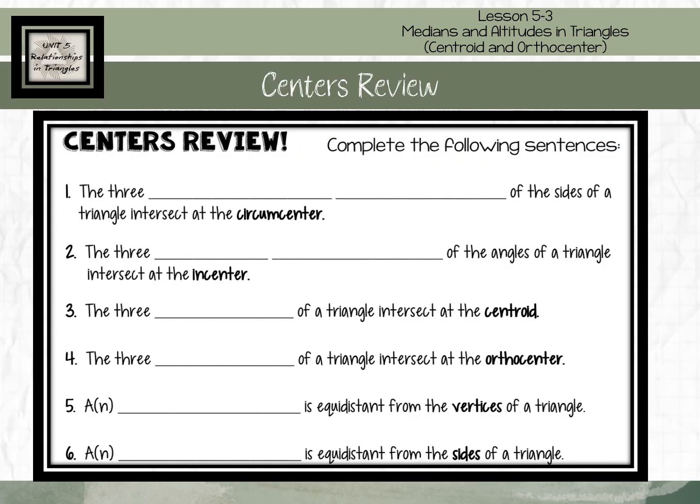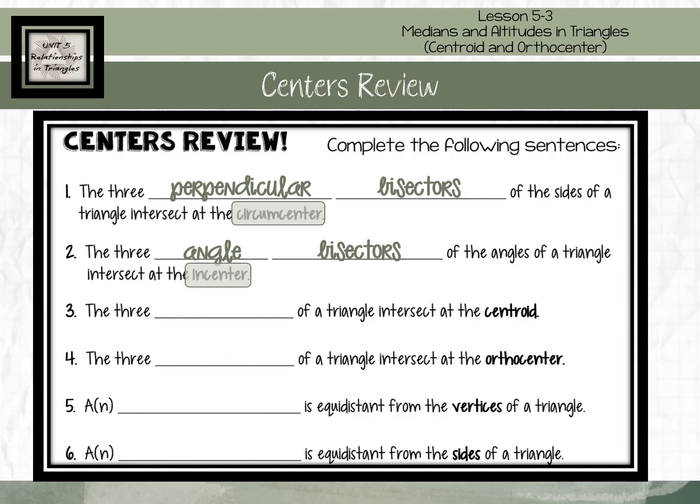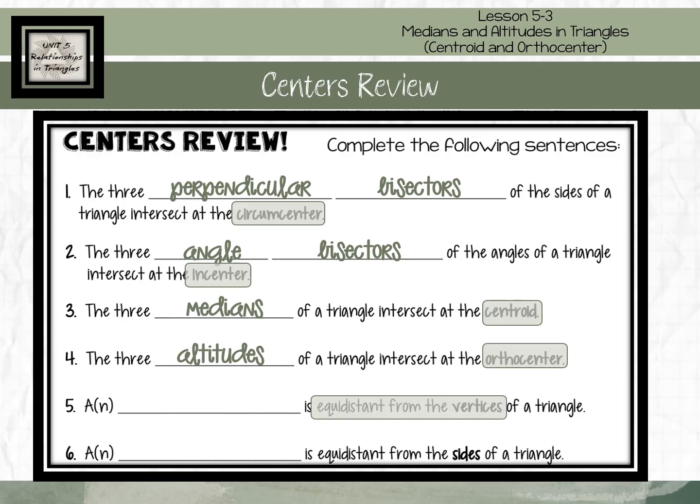The 3 somethings of the sides of a triangle intersect at the circumcenter. That's going to be perpendicular bisectors. The 3 somethings of the angles of a triangle intersect at the incenter. That's angle bisectors. The 3 somethings meet at the centroid, so that would be the medians. The 3 what meets at the orthocenter, that's going to be altitude. A blank is equidistant from the vertices of the triangle, that's circumcenter, and equidistant from the sides, that's the incenter.